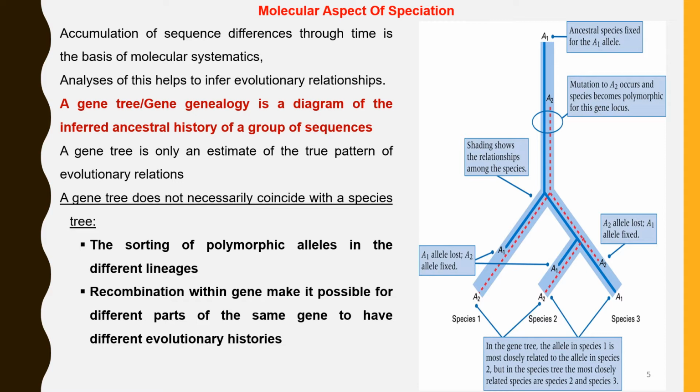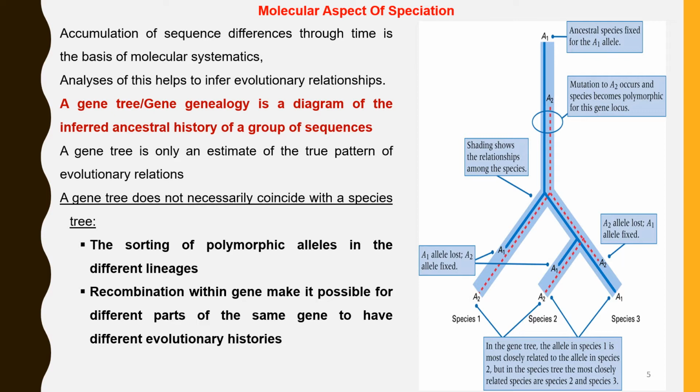In the other population, another speciation event occurs and leads to the formation of two species, say species 2 and 3. In species 2, the allele A1 is lost and A2 is fixed, while in species 3, A2 allele gets lost and A1 is fixed. In this pattern of evolution, in the gene tree, alleles of species 1 and 2 are more closely related, that is, orthologs, than to paralogs gene in species 3.